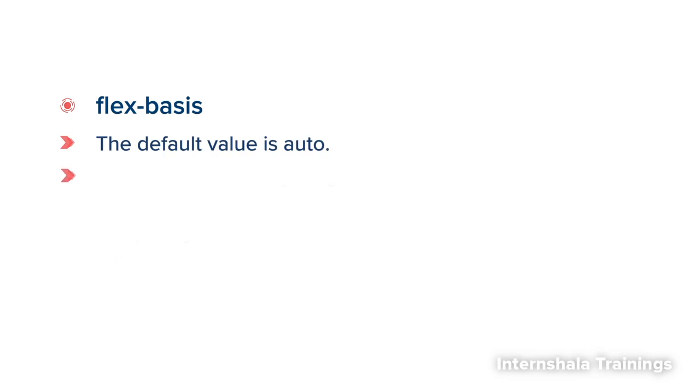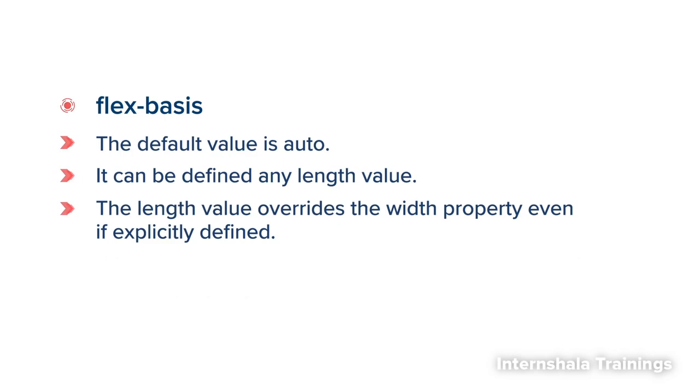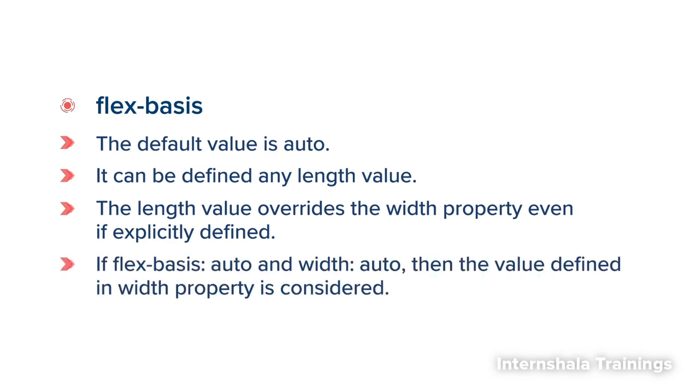The default value is auto and it can be defined for any length value. In case we define any length value for flex basis, it will override the width property even if it is defined explicitly in the code. If the flex basis property value and width property value are both defined as auto, then the width mentioned in the width property is considered. And if even the width property is not defined, then it takes the default width value auto, which means the item would take the minimal space required just to fit in the content. Let's simplify this with the help of an example.